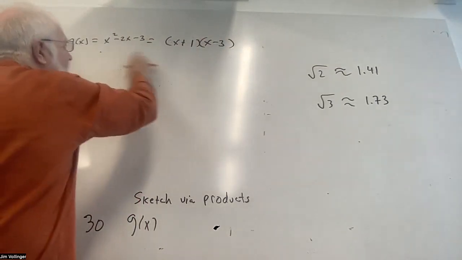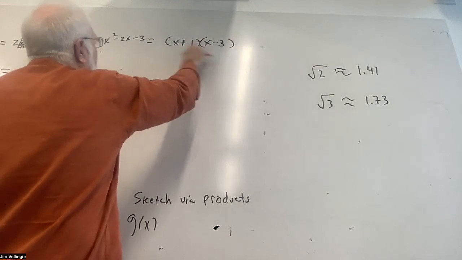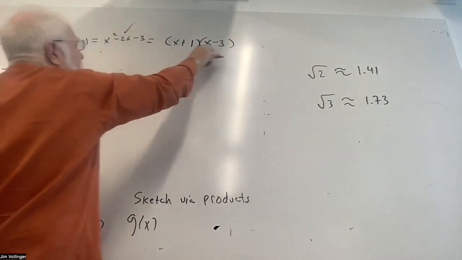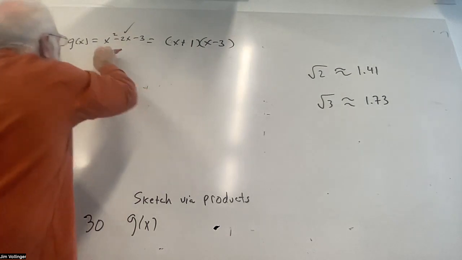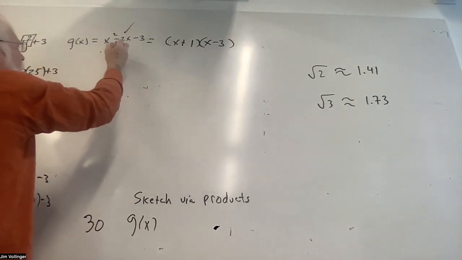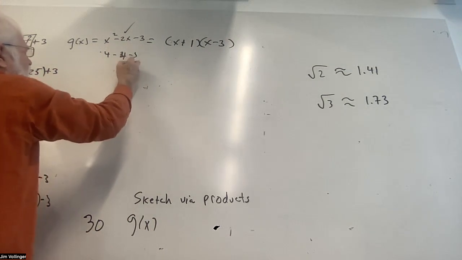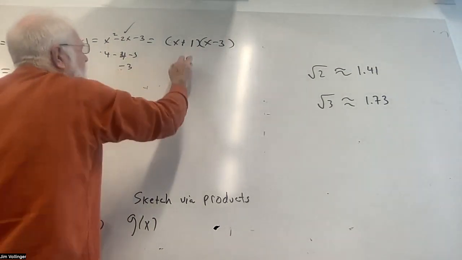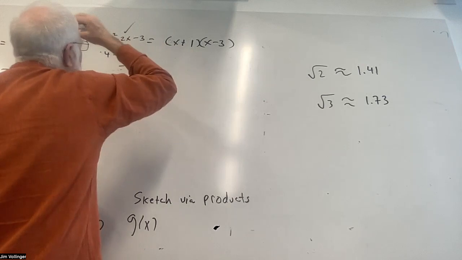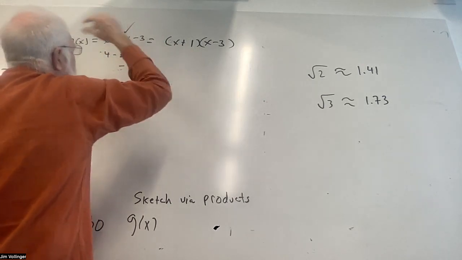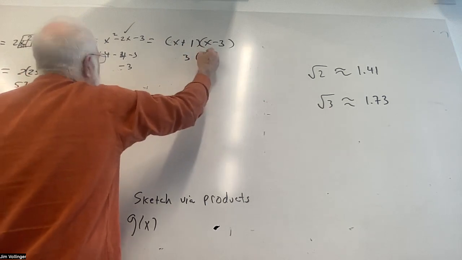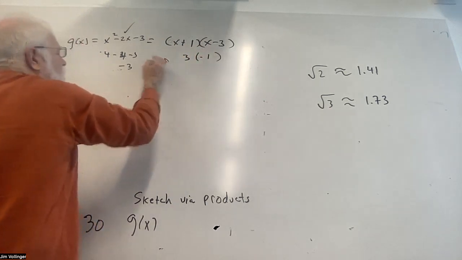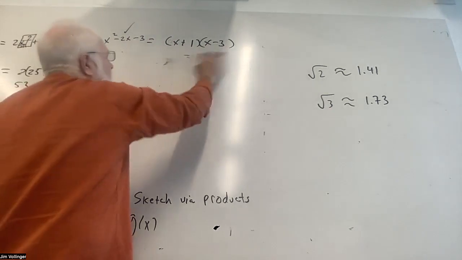All right, so is that correct now? x minus 3x, yes. 1 times negative 3, yes. Plugging a number in. Let's plug in 2. So that's 4 minus 4 minus 3. That's minus 3 when I put a 2 in. And this is 2 plus 1 is 3, times 2 minus 3 is minus 1. Oh, they are equal. Yes. Oh, so I can trust this.